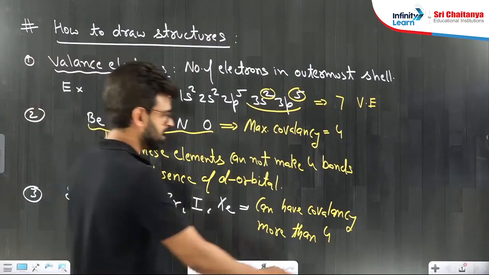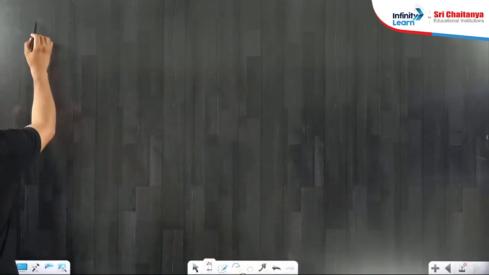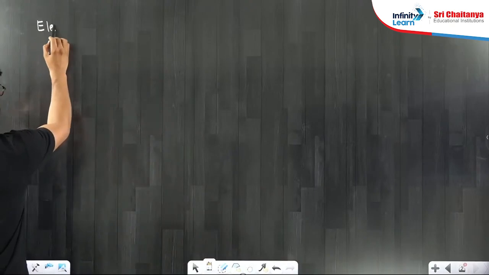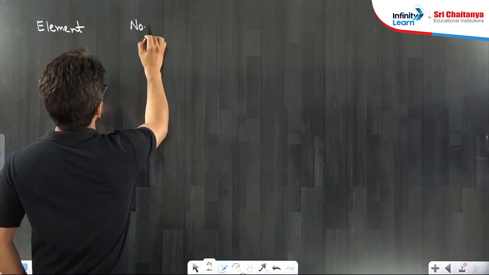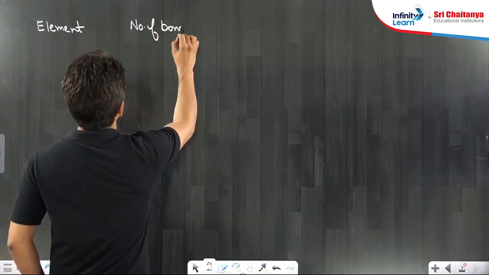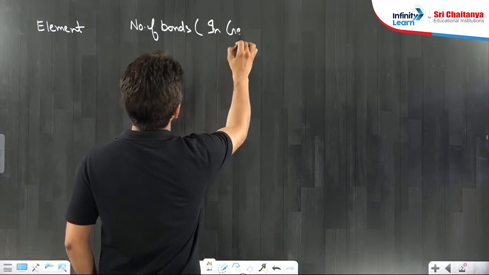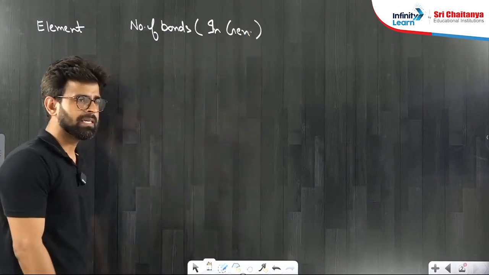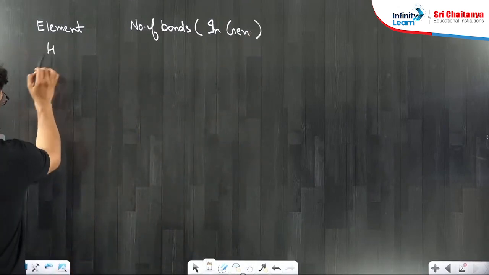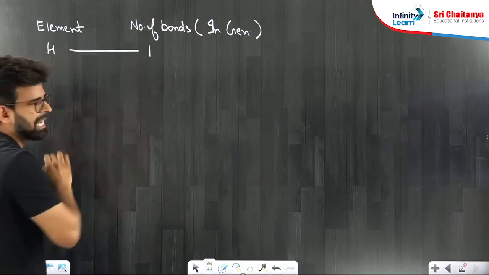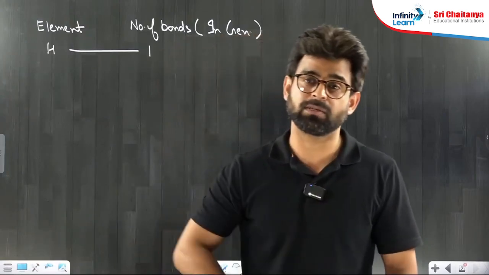Now, the next part. I'm writing here element, and here number of bonds that element forms in general. I'm not saying maximum or minimum, I'm saying in general how many bonds these elements make. Just remember these few. If I'm saying hydrogen, how many bonds does it make? One bond. In all of its compounds, hydrogen always makes one bond just to complete its duplet.